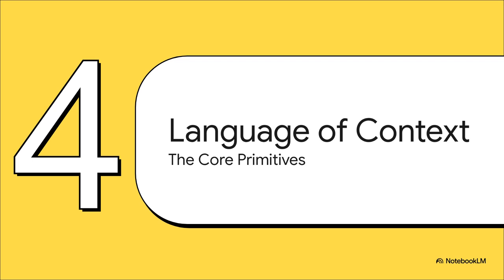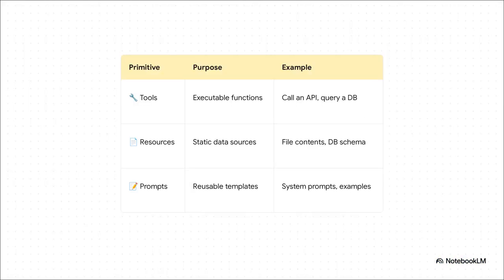Let's dive into the actual language of context. An MCP server can offer up 3 main types of things, or primitives. First up, tools. These are actual functions the AI can ask the server to run, like, hey, go call this API, or go run this database query. Second, it can offer resources. This is just data the AI can read, like the contents of a file. And finally, it can offer up prompts, which are basically helpful templates to guide the AI.